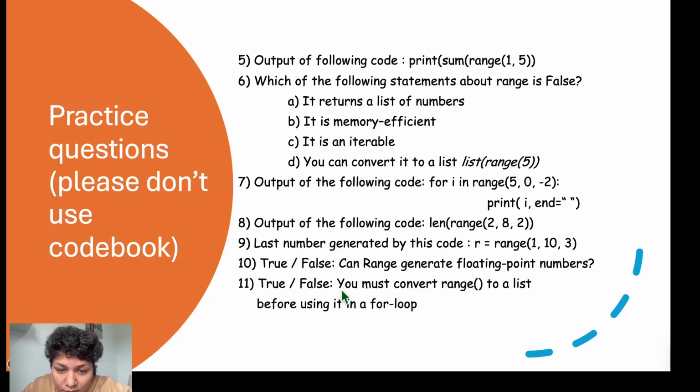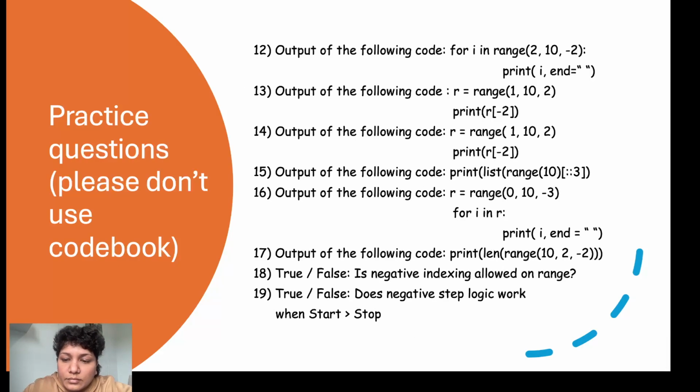And then there is one more question. You must convert range to a list before using it in a for loop. True or false? This will be fun to figure out. First figure it out on your own, on your reasoning, and then you can do a chat on this. Then the 19th question is also interesting: does negative step logic work when start is greater than stop? Play around with this in your code editor and figure it out.